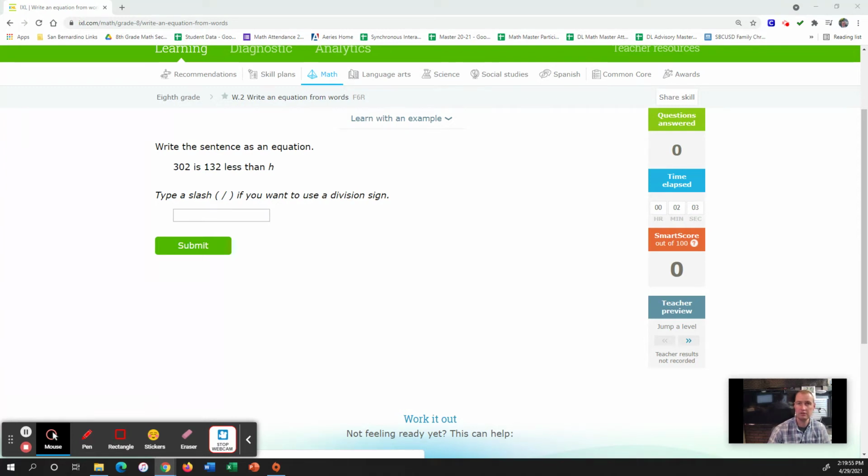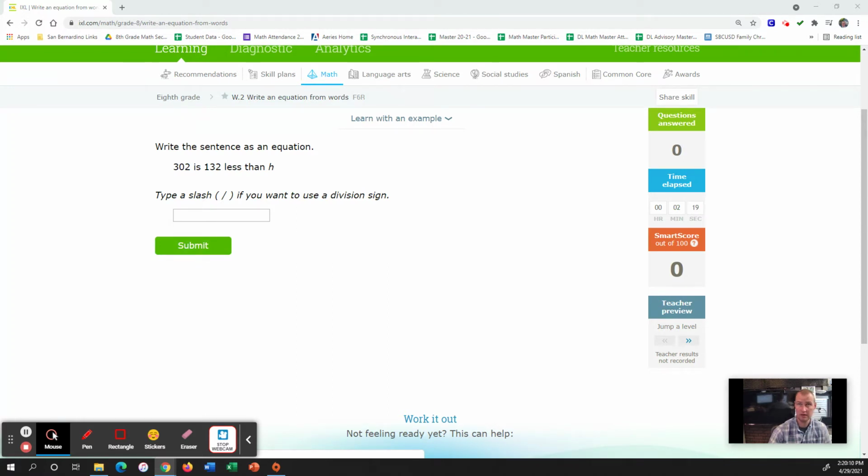Today we're working on IXL W2, write an equation from words. All right, what we're going to do is we're going to take our words and turn them into an actual equation. So by doing that, we need to understand what some of the words mean. So let's start off and see what we got.